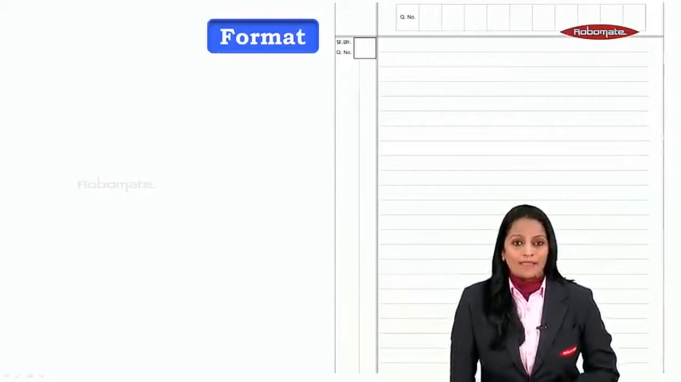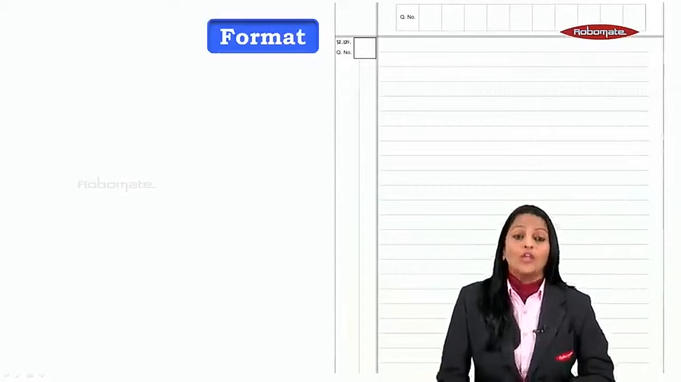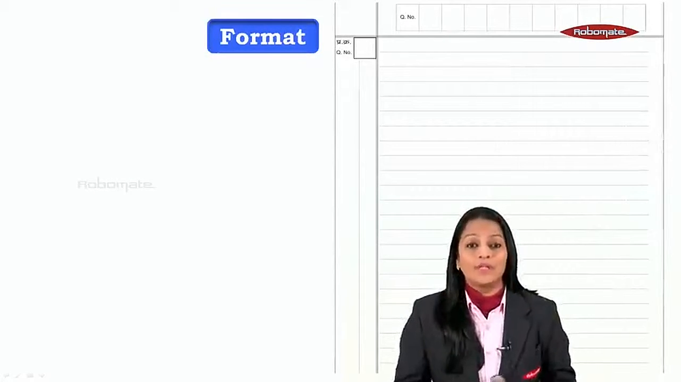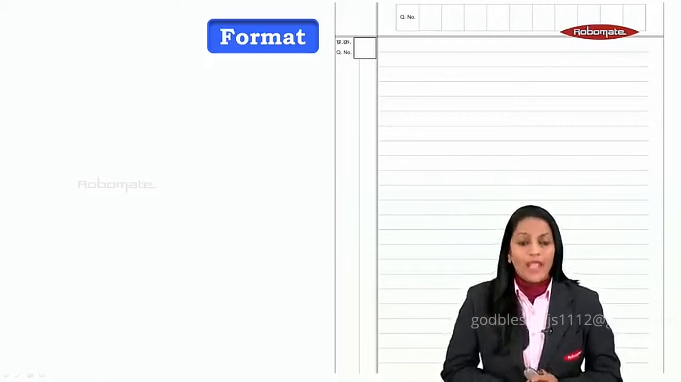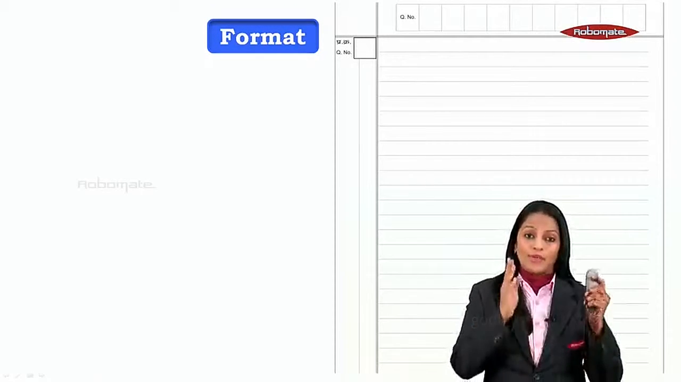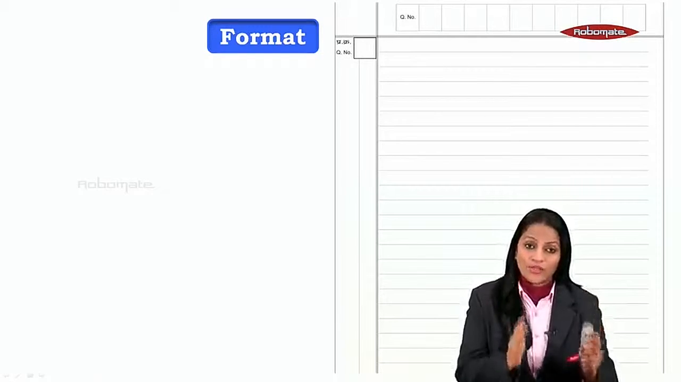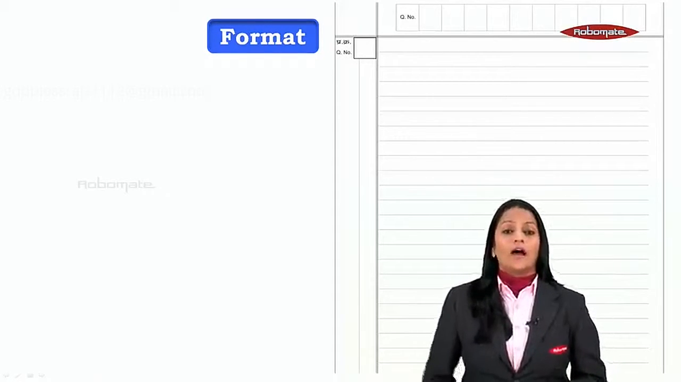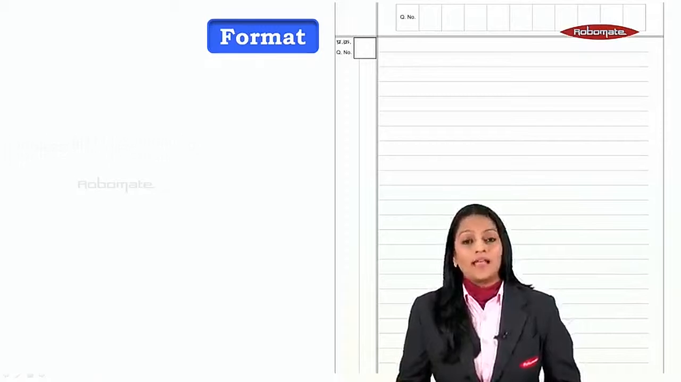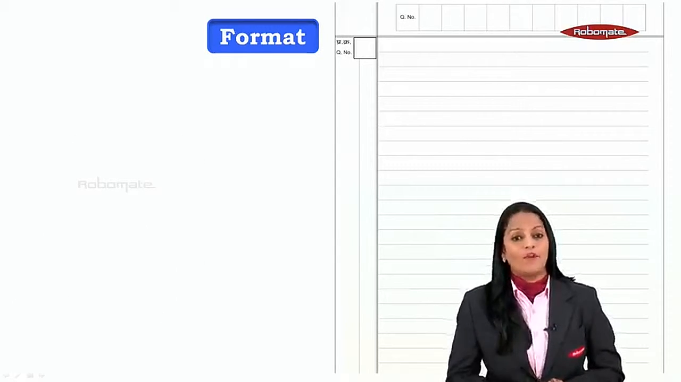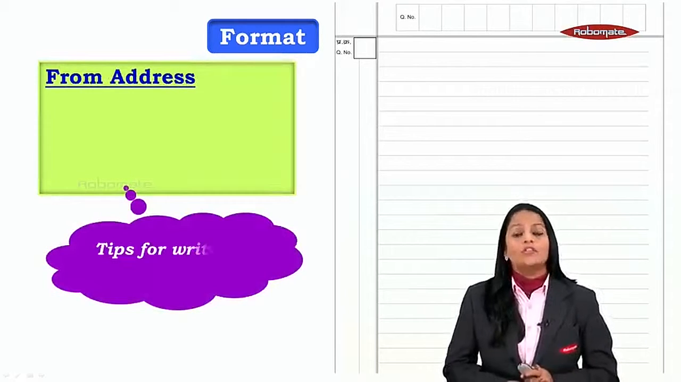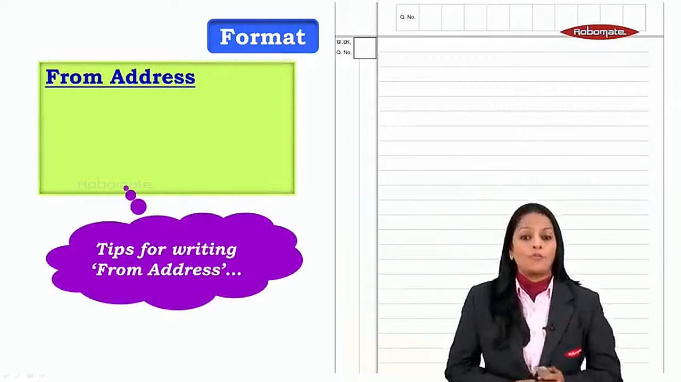Looking at the format. On the right hand side, you have the sample of an answer sheet of a board paper, and on this sample paper we're going to actually write the letter over here, and on the other side I will show you how to develop the letter keeping in mind the format of the formal letter. So the first thing is the from address.